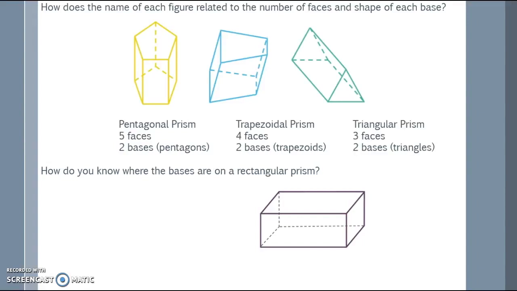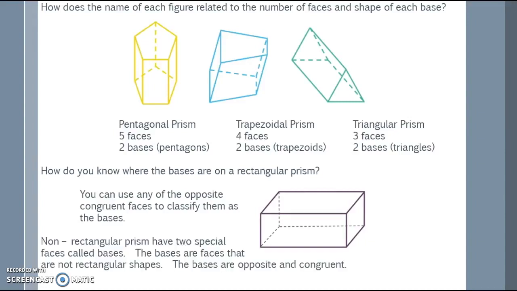The third one is a triangular prism. Triangles have 3 sides, so 3 faces, and each one of the bases will be a triangle. How do you know where the bases are on a rectangular prism, considering all the sides will end up being a rectangle? Which means that we can use any of the opposite congruent faces to classify them as the bases. For non-rectangular prisms, they have 2 special faces called the bases, such as the 3 examples above. The bases are faces that are not rectangular shapes. The bases are opposite and congruent, just like the 3 examples above.